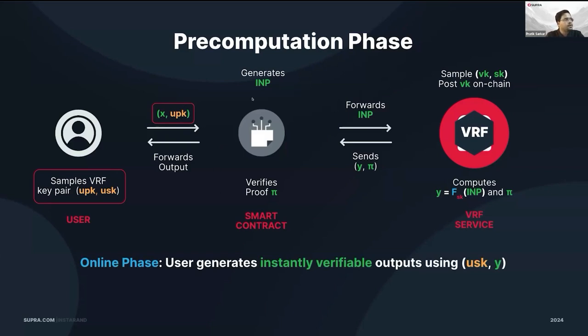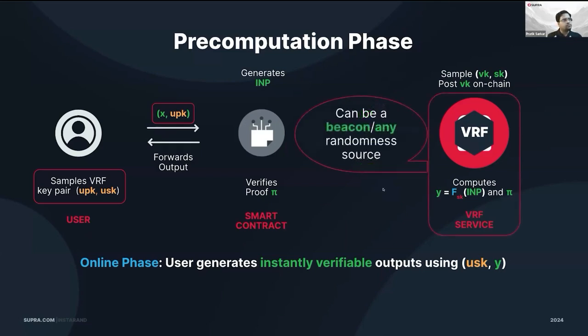And now this is done in the pre-computation phase. In the online phase, the user will generate instantly verifiable outputs using this USK and this output Y. So we don't need this output Y to be private. Instead, the user will generate multiple outputs using the USK, and this Y acts like a public seed or like a nonce.